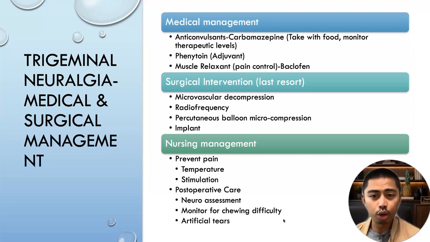So for example, you have your microvascular decompression. This helps relieve vascular compression on the nerve. You have your radiofrequency ablation. This actually destroys the pain fibers via heat. And then we can also do balloon compression, which compresses the nerve root to block that pain transmission. Some of the post-op risks include facial numbness and chewing difficulty.